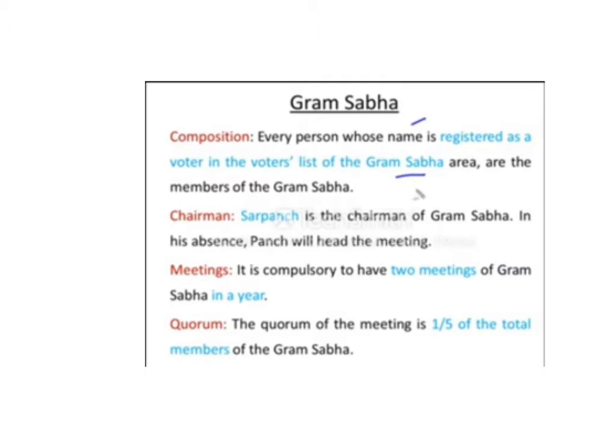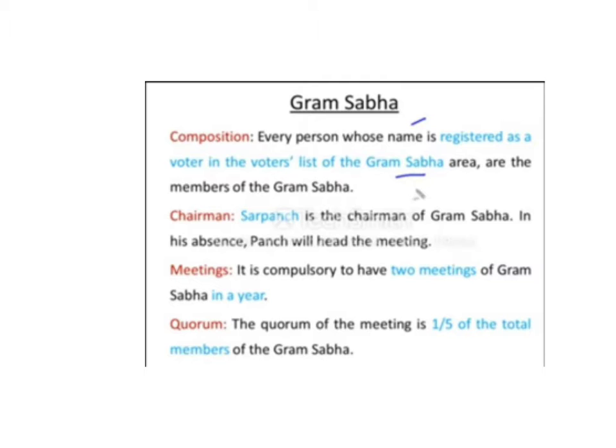Composition: every person whose name is registered as a voter in the voters list of the Gram Sabha area is a member of the Gram Sabha. Composition means who the members of the Gram Sabha are. That means persons above the age of 18 years who are registered in the voter list of the Gram Sabha are its members.